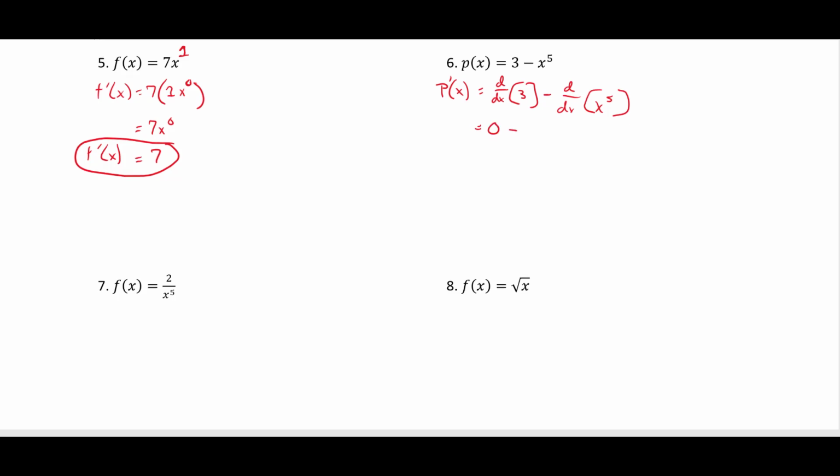And now, the next one, the derivative with respect to x of x to the fifth, using our power rule again. So this is going to be, bring down the power, 5x to the 5 minus 1, so 5x to the fourth. And then simplifying, cleaning it up a little bit, we end up with p prime of x equals negative 5x to the fourth power.